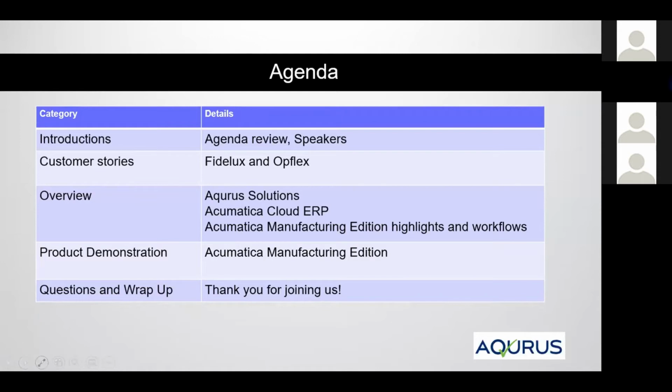We do have three presenters today, and that is Murray Quibel, who is our president of Acurus. We have Steve Swenson, who is our business solutions consultant, and then myself, and we're going to take you through the different takeaways of the Acumatica Manufacturing Edition. So to get started, we're going to start with some of our customer stories today.